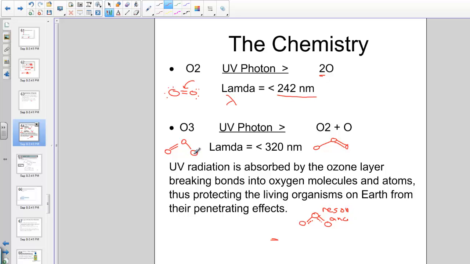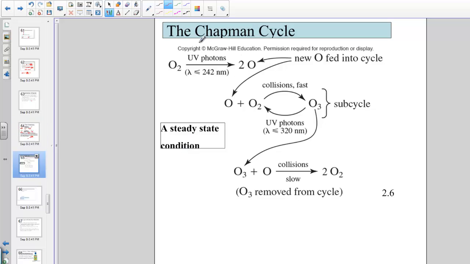R-E-S-O-N-A-N-C-E, resonance structure. So here we have ozone, and if it is broken, it needs energy of at least 320 nanometers. It's a longer wavelength, less energy. It takes more energy to break the double bond of oxygen than the double bond in the ozone due to the resonance structure. It's the in-between length of a single and double bond. So here's the cycle, and the cycle is known as the Chapman cycle.